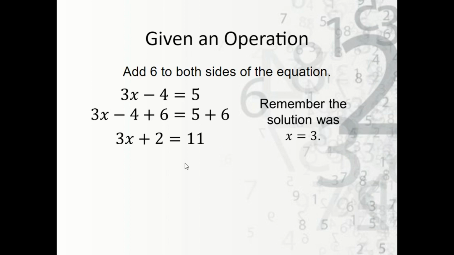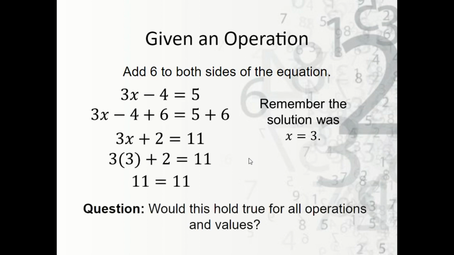Remember that the solution was supposed to be x equals 3, so we want to see if that still holds even after I do this operation. So then I plug in 3. I get 3 times 3 is 9, plus 2 is 11, which is the same. So the solution is exactly the same even though we added 6 to both sides. So as long as I stayed balanced, the equation stayed the same and the answer stayed the same.